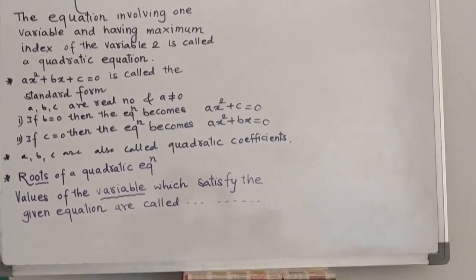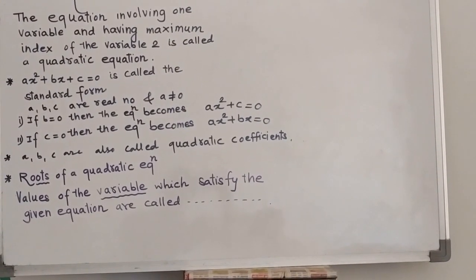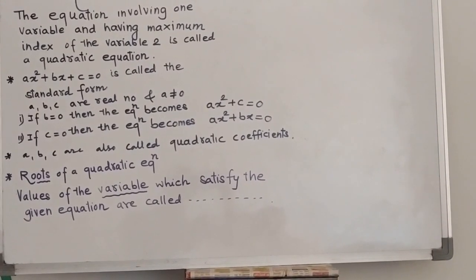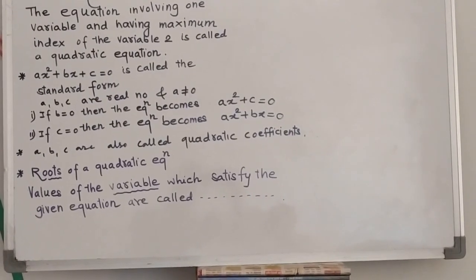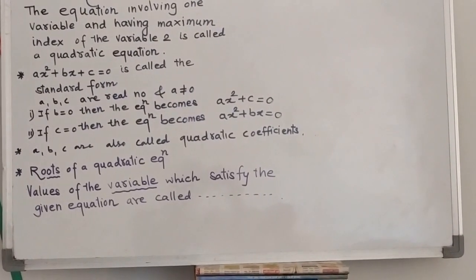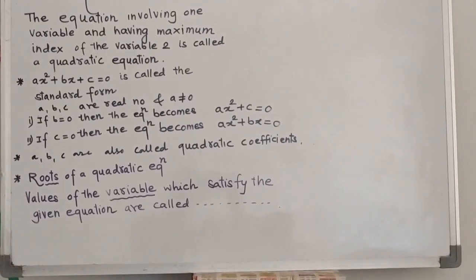Now let us see what are the roots of a quadratic equation. Values of the variable, meaning either x, y or z, which satisfy the given equation are called as roots of the quadratic equation.